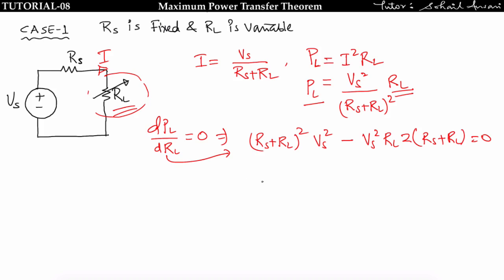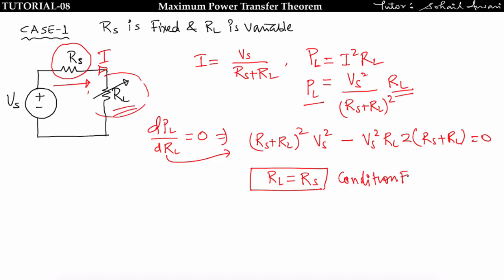You will get RL is equal to Rs. This means if the load resistance is equal to the internal resistance of the circuit, then the source will transfer maximum power to the load. So this is the condition for maximum power transferred to the load. Now find the maximum power.